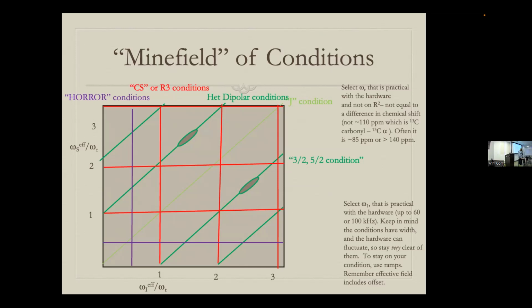Now, to do my transfer, I have to be on one of these diagonals, but I need to be far away from the red and the purple. You can do the same thing that I've done in a graphic. You can do it in a spreadsheet, but it's not good to just do it in the back of your head, like, oh, I forgot. That's not good instrument usage. So be practical with the hardware.